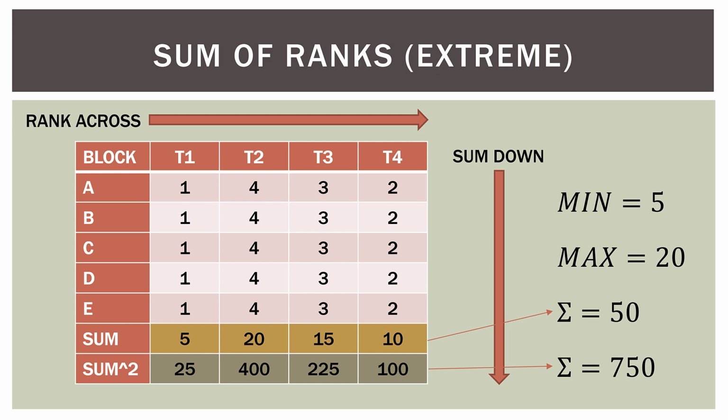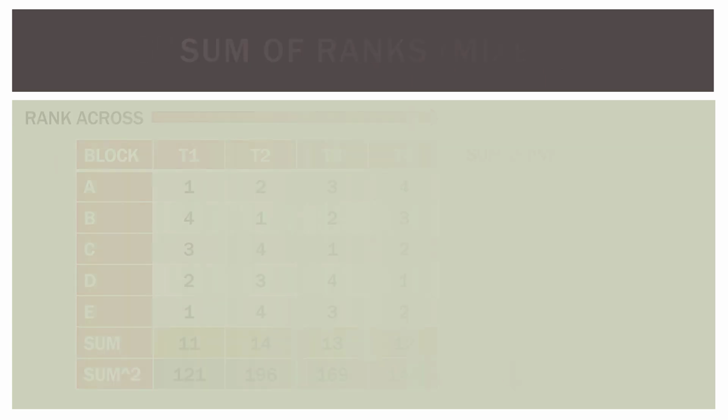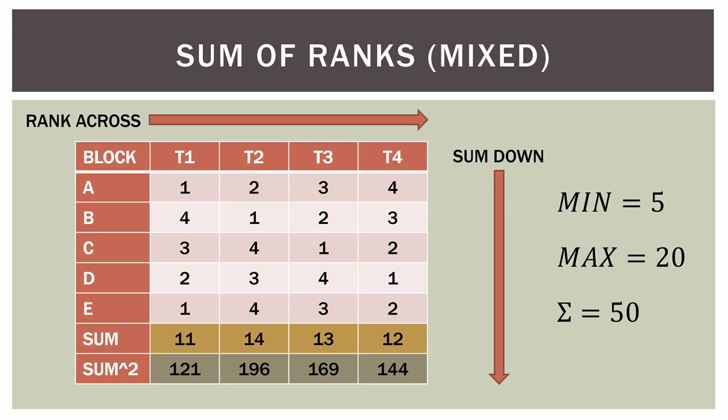Now let's look at a different case. So now look at this example. In this case, all of our ranks are sort of mixed. So if you look at block A, T1 is 1, T2 is 2, T3 is 3, and T4 is 4. Again, those are ranks. Now if we go down to block B, T1 is now 4, and T2 is 1, T3 is 2, and T4 is 3. So again, we're ranking within each block.